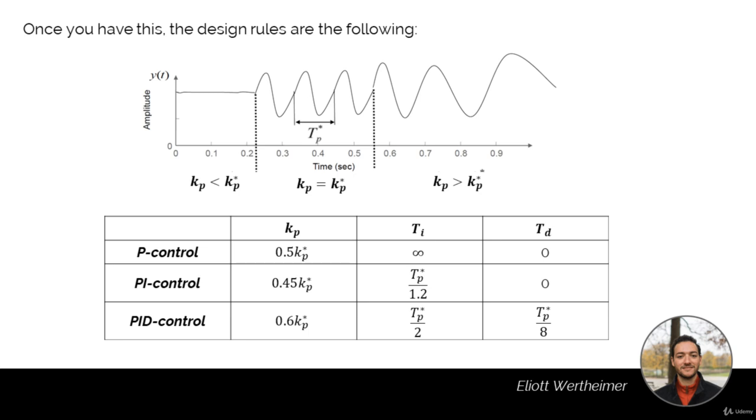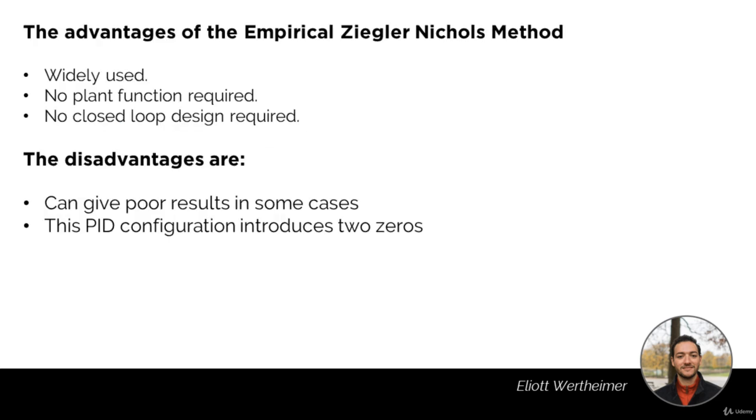Finally, for a proportional plus integral plus derivative controller, a PID control system, we want Kp to be equal to 0.6 Kp star, Ti to be equal to Tp star divided by 2, and finally Td to be equal to Tp star divided by 8. It is very important to note that the empirical Ziegler-Nichols method isn't an absolute answer to controller design.